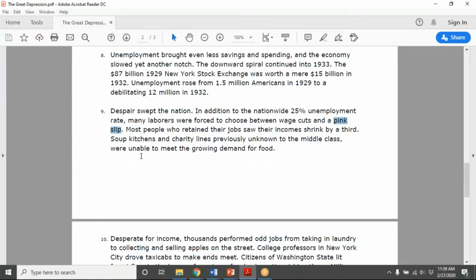When you get fired or let go, you know, I don't know that it's very true today, but back in the day, they would notify you that you were losing your job with a little pink piece of paper. I don't know exactly where that comes from, but that's what it means. A pink slip means you've lost your job.